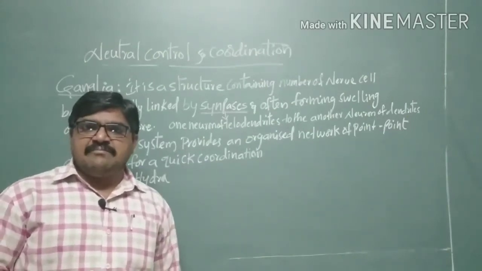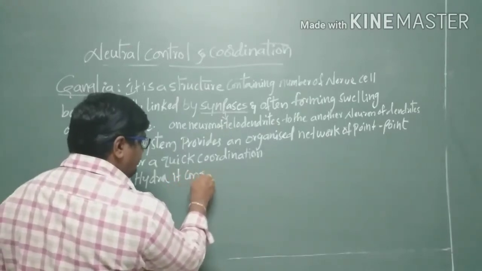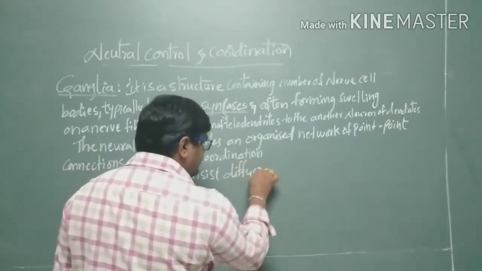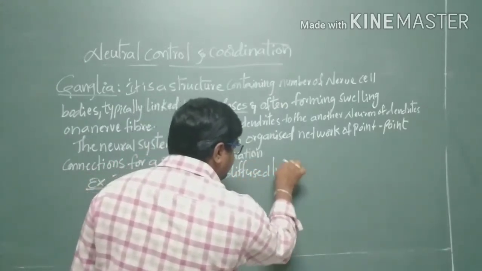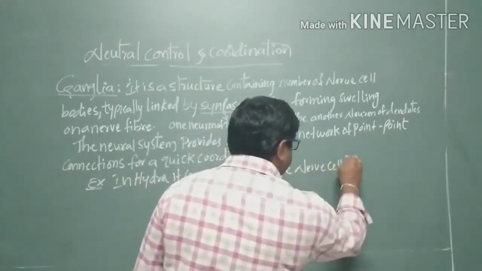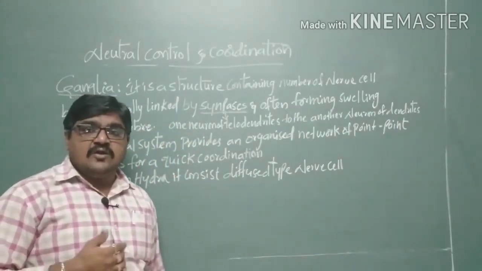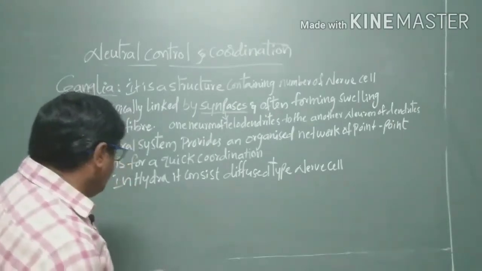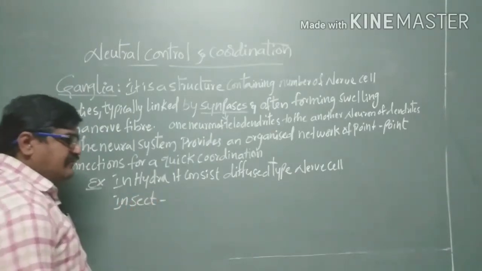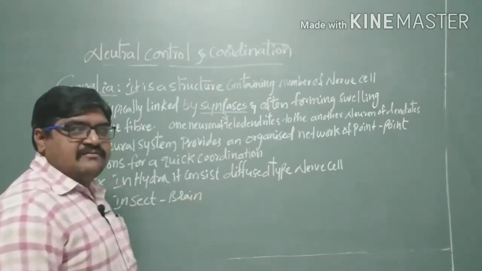So here, this type of system, that is in Hydra, consists of a diffused type of nervous system, where diffused nerve cells are present. This takes place in the lower organisms. For example, in insects, it consists of the brain. It consists of a double ventral nerve cord, that is in the form of a brain.